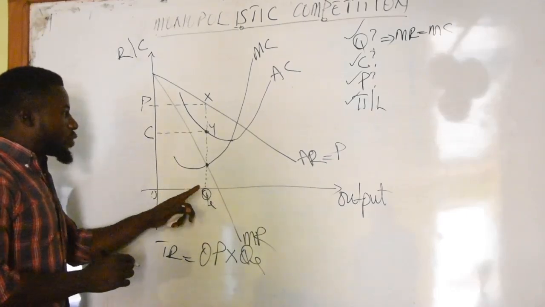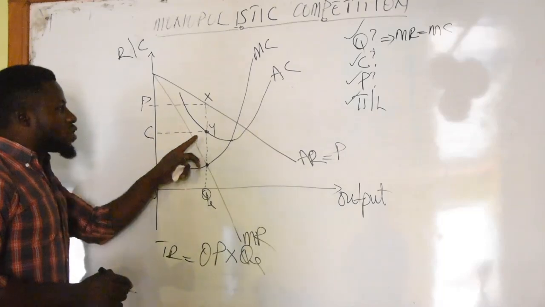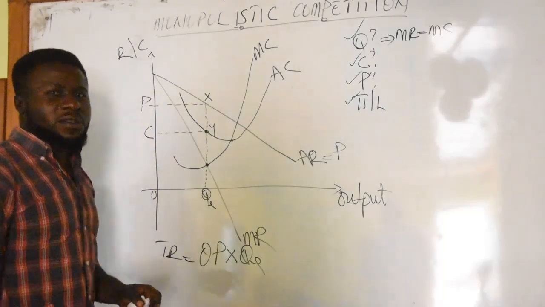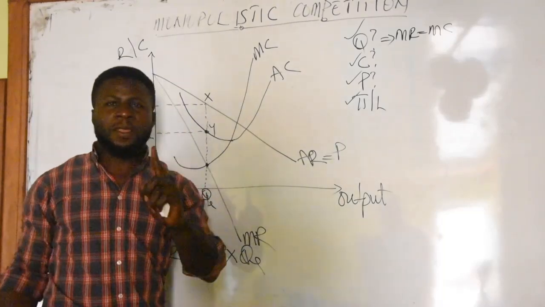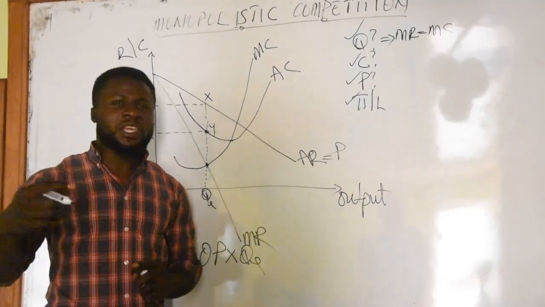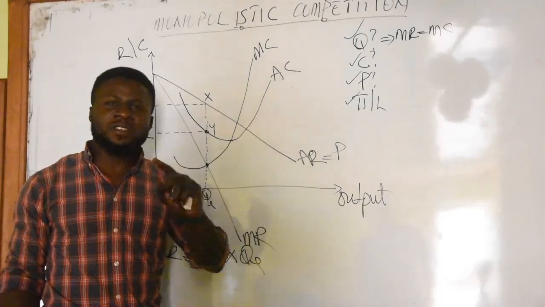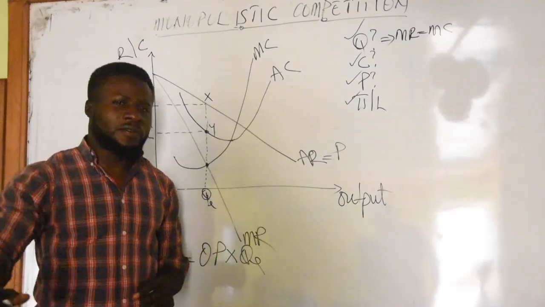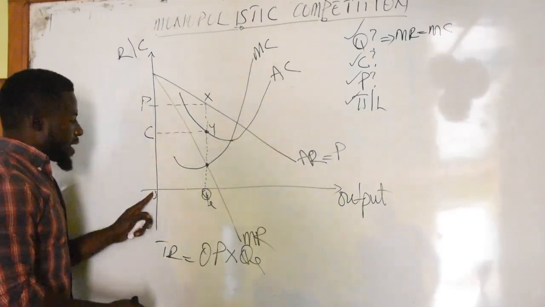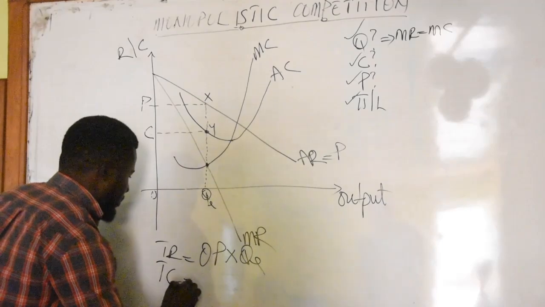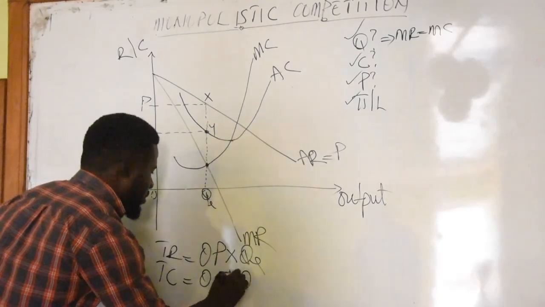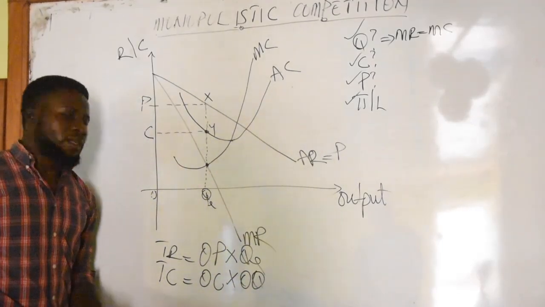Why OC times OQ? Because this C here is gotten from the average cost curve, and average cost is the expense of producing 1 unit of output. So we are looking for total cost. We take the expense of 1 unit times the number of units produced: OC times OQ. That gives us our total cost.